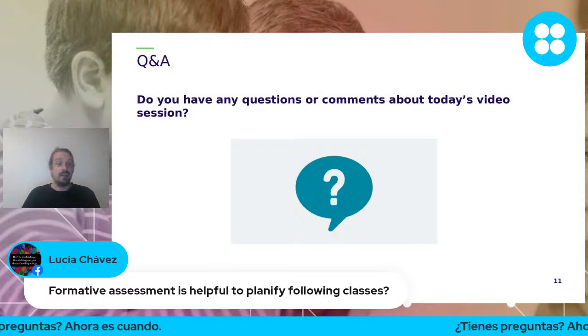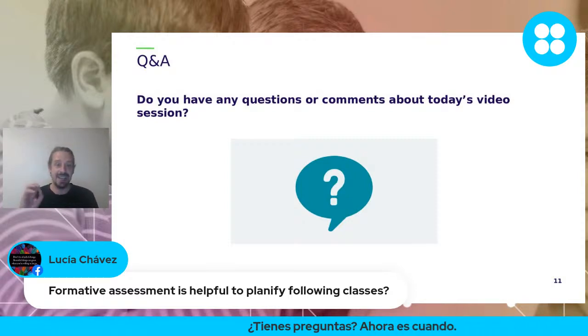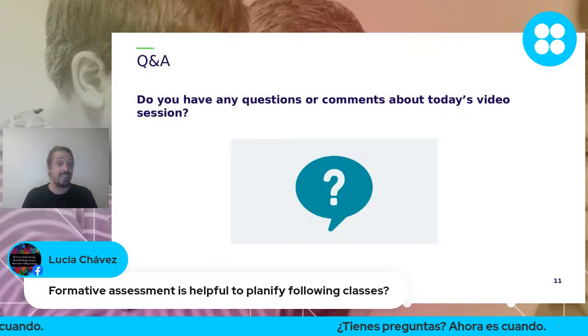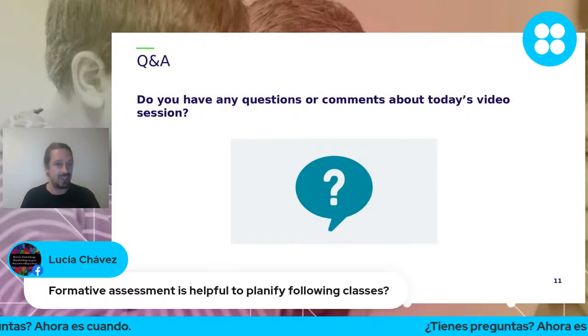Yes, Lucia, formative assessment is helpful to planning following classes. Exactly, Lucia. That's precisely the reason we use it. It helps us plan the future classes, and it also helps students understand why you're reviewing something from the past, or it helps students understand why you're making certain planning decisions.